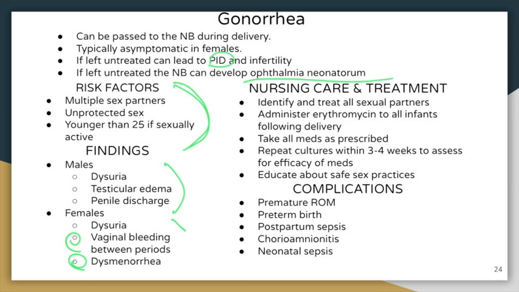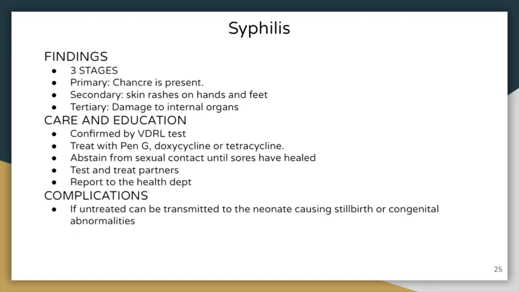We want to make sure we administer erythromycin to all newborns upon delivery, encourage our clients to take their meds as prescribed and to do repeat cultures within 3 to 4 weeks once they've started, and educate our clients about safe sex practices. These are some complications that can develop if somebody has gonorrhea during pregnancy. We also screen for syphilis when somebody is pregnant.